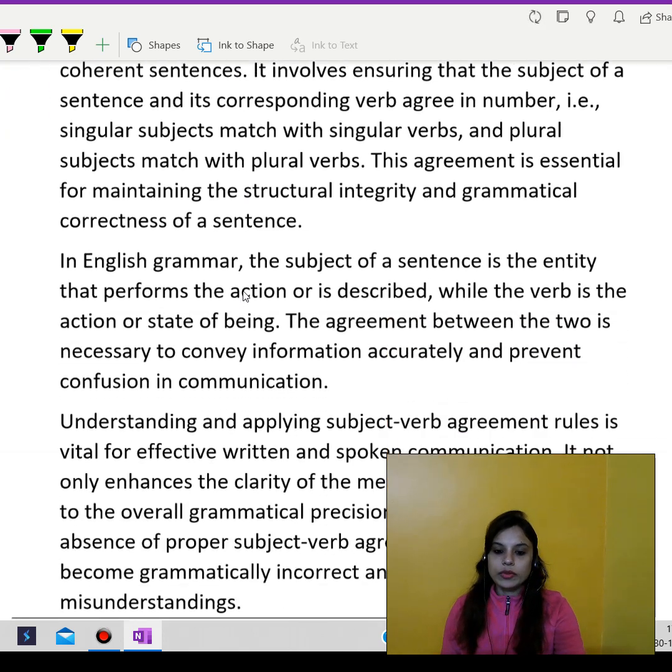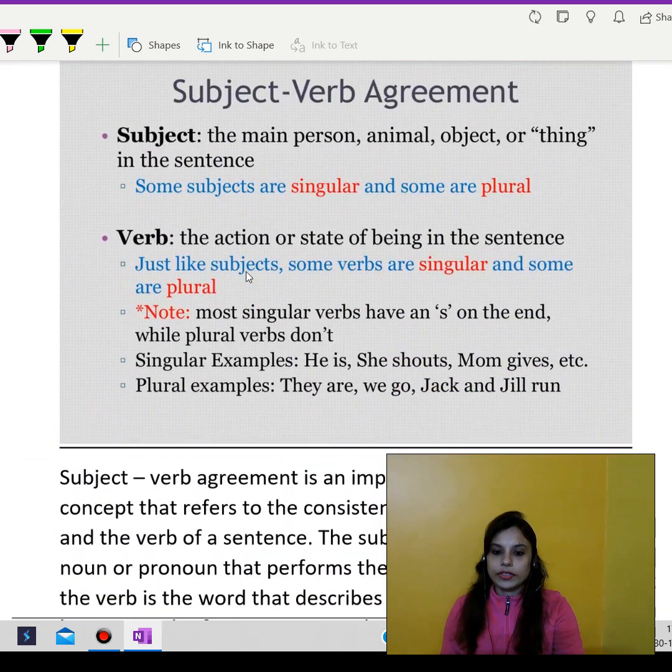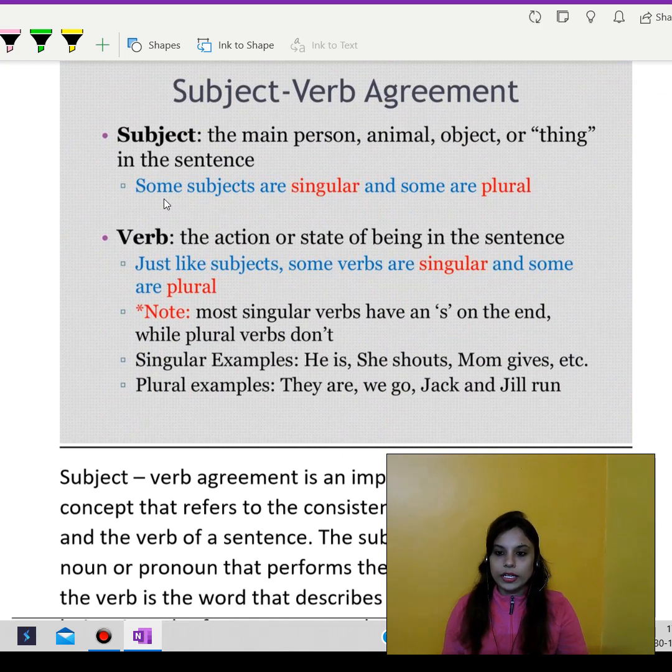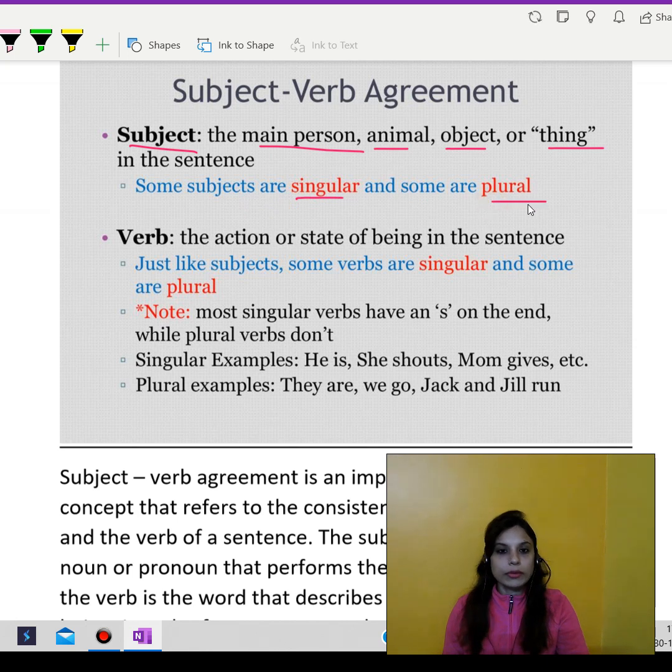So let's directly move over to some sentences. Let's just follow one rule, that is subject. What is the subject all about? Subject means any main person, animal, object or thing in the sentence that we are talking about. Some subjects can be singular and some can be plural, so based on this we need to frame the verb. What is a verb? A verb is the action or state of being in the sentence, like any action word. Even verbs can be singular and plural.